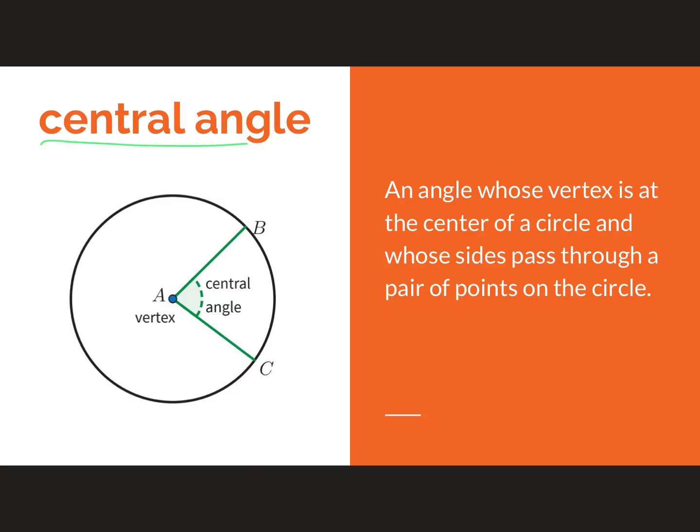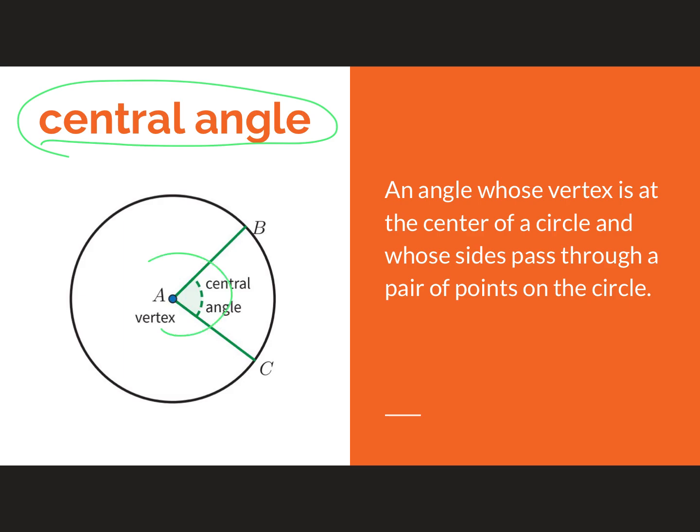Next, we have central angle. That's sort of what we were just talking about. It is an angle whose vertex, remember the vertex is just the turning point of our angle, is at the center of the circle, and whose sides pass through a pair of points on the circle. So this is our central angle here.